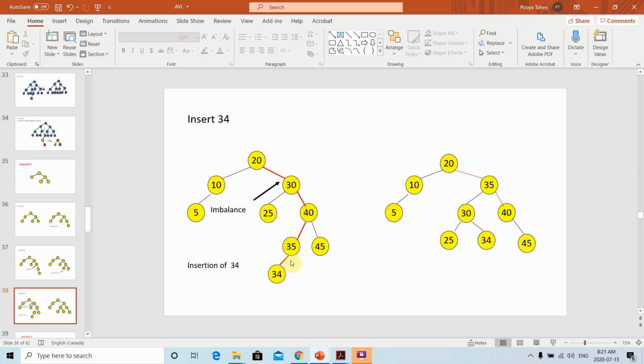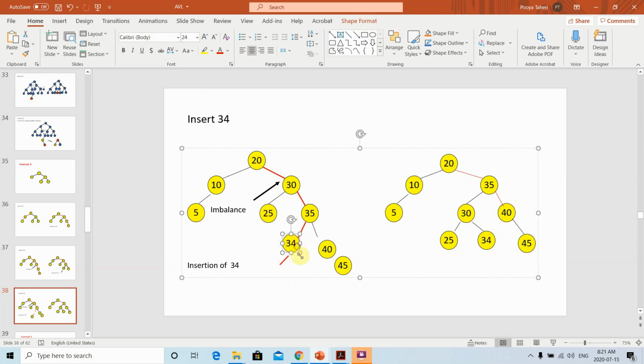If you think about this, we have to do a right rotation first around this node. So this is going to move down, this goes here, 35 goes here, 34 goes here. So this is what we have now. Still, the BF or balance factor for this one is still -2, right? Because we only did one rotation.